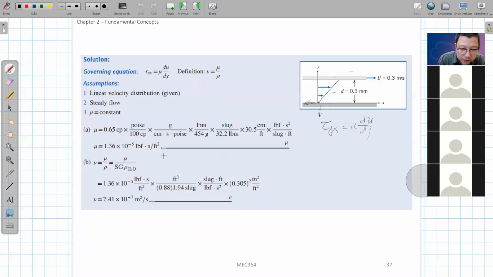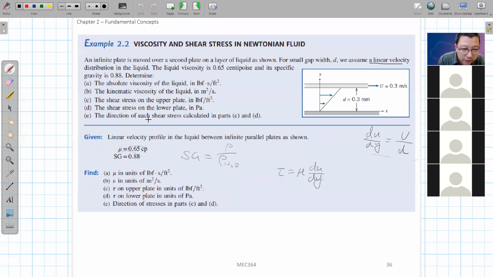And the last question asks for the direction of each shear stress calculated in parts C and D. This question is not very clear, to be honest, because they are not saying whether this shear stress is on the fluid or on the surface of the plate. If it's on the fluid, we know that on the top the shear stress is this way, on the bottom it is this way. But if you are thinking about the stress working on the plate, then that is another story.